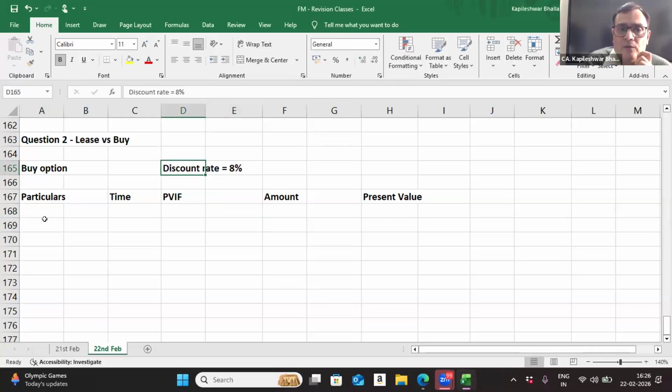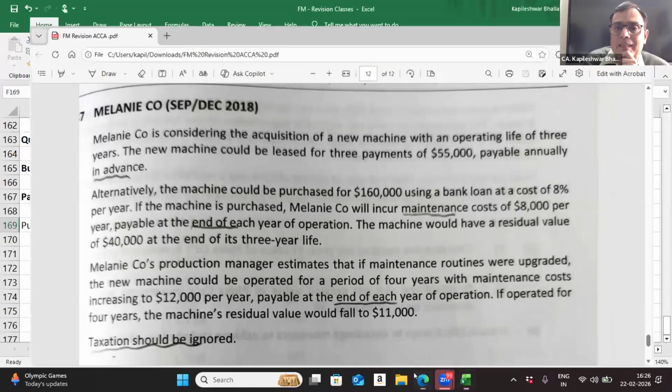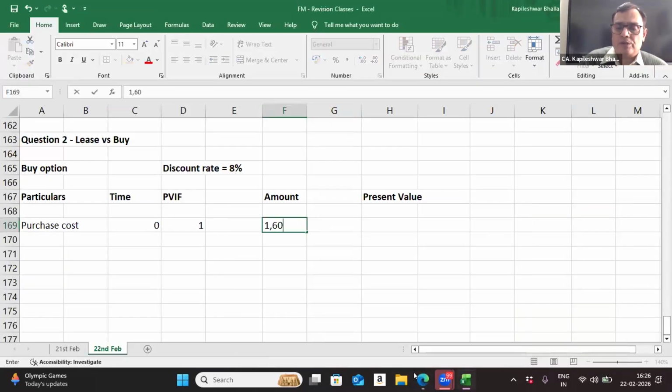Okay, so let's organize the data. So there is going to be a purchase cost. This will be at time 0, PVIF 1. And what is the cost of the asset? So 1,60,000 is the cost of the asset. So you get the present value also 1,60,000.